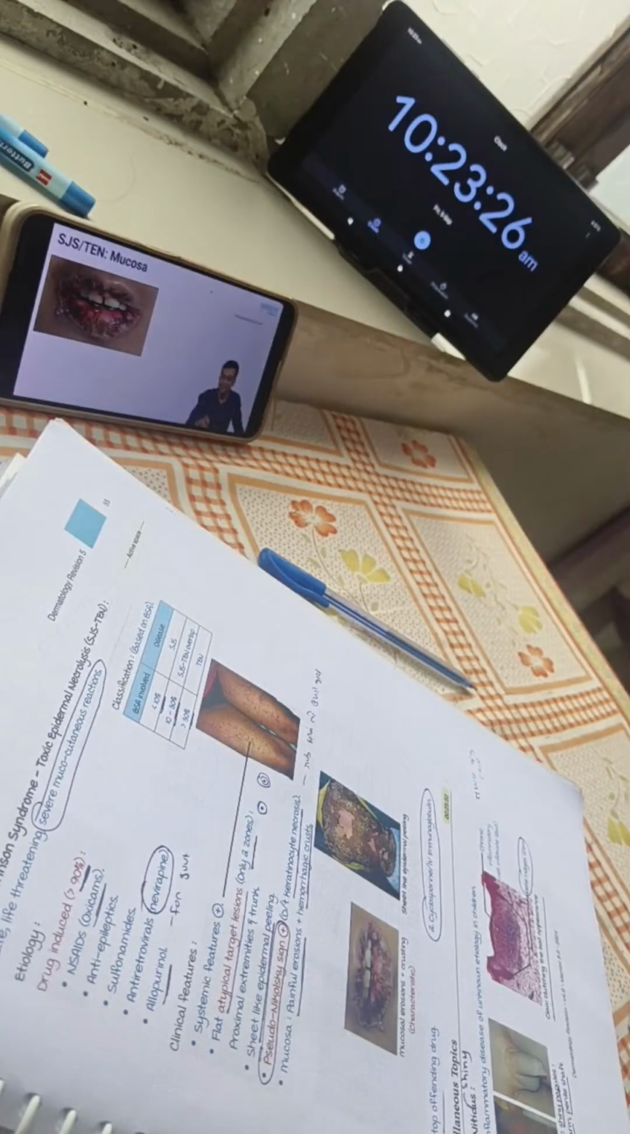And if you look at the mucosal examination, you're going to have painful erosions covered by hemorrhagic crust, which is very, very characteristic of SJS and TEN. In terms of treatment, number 1, stop the offending drug. Number 2, go for cyclosporin or intravenous immunoglobulin.